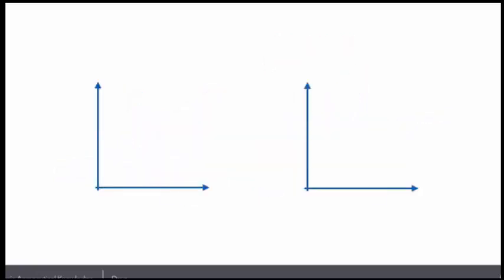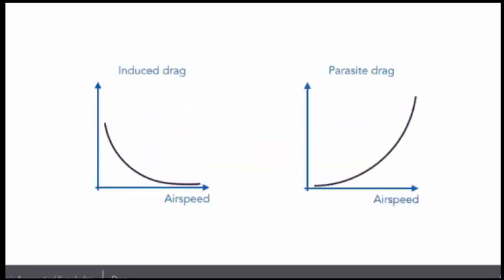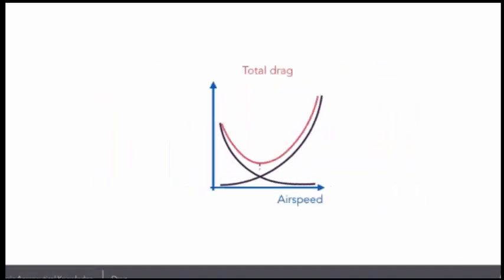These graphs represent induced and parasite drag against the airspeed. Induced drag is most significant at low airspeeds and high angles of attack, where the pressure differential between the top and bottom of the wing is the greatest. On the other hand, an increase in the airspeed increases parasite drag by a factor of the square of airspeed. So if you double the airspeed, for example, you get 4 times the parasite drag. Do you know what the point is where the two drag lines meet? Please share your thoughts below.